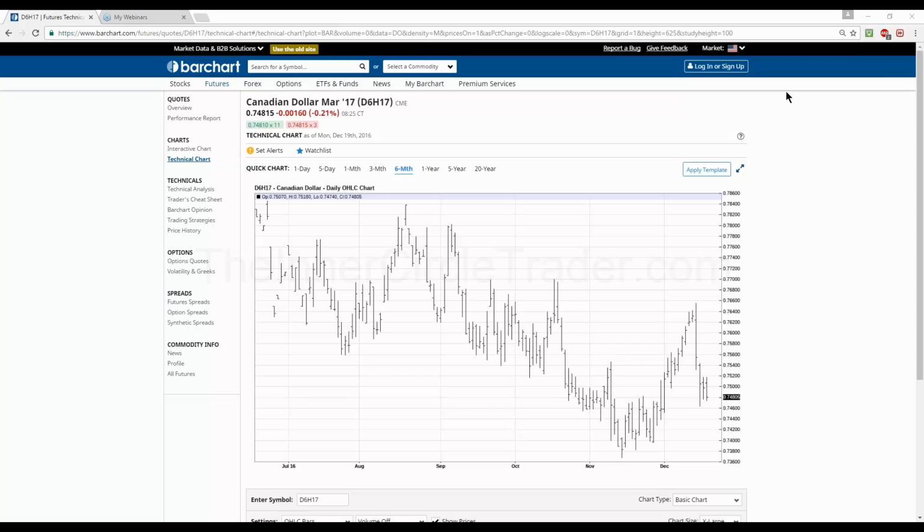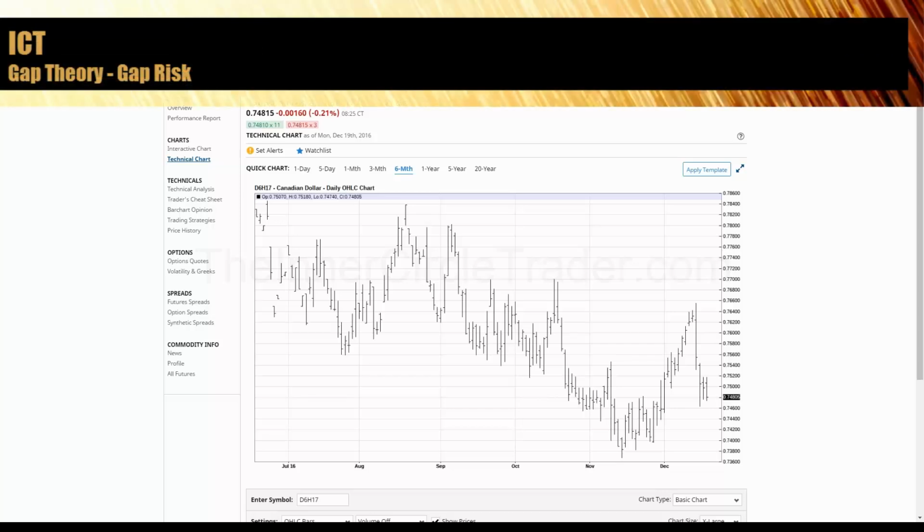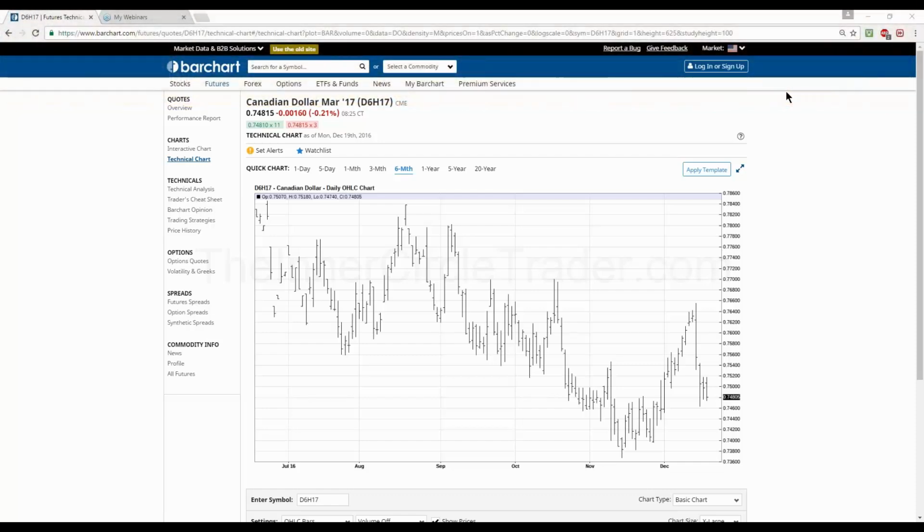Today's discussion is going to be on gap theory and gap risk and what it means for your price study analysis. The first in our examples is the Canadian dollar. What I've shown here in this chart is the futures contract of March 2017 of Canadian dollar.